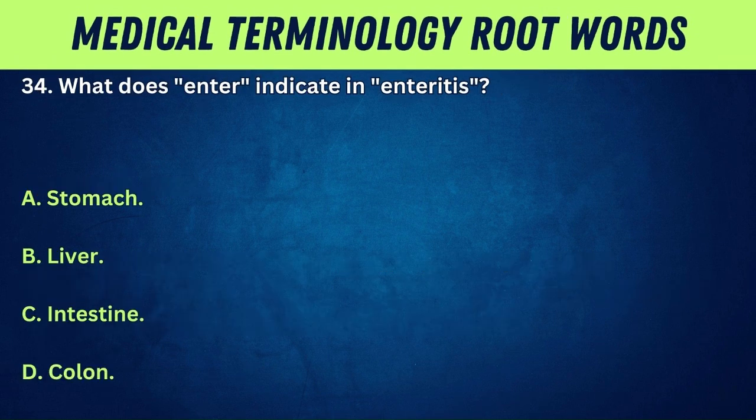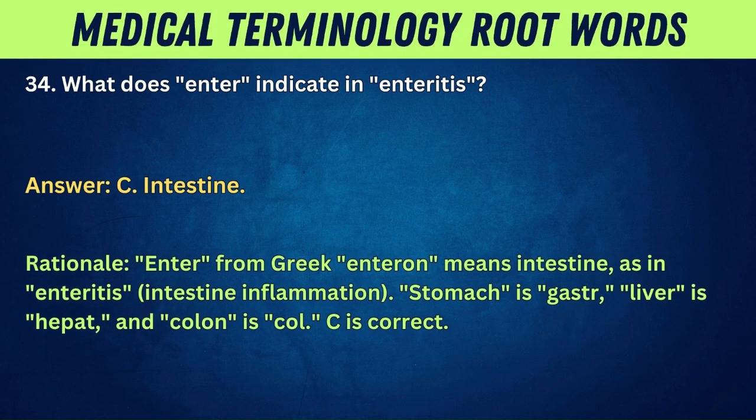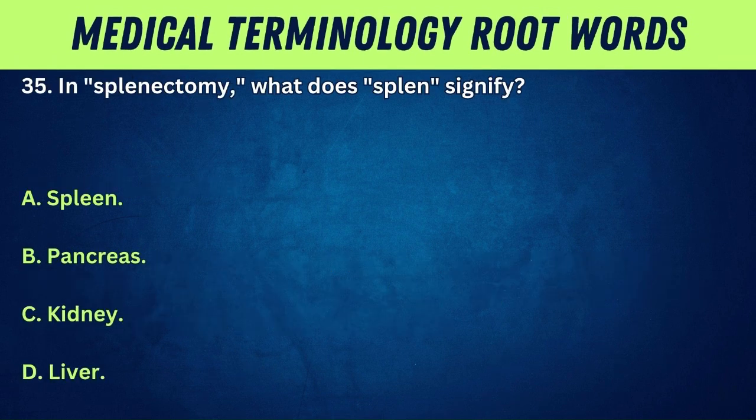34. What does enter indicate in enteritis? A. Stomach. B. Liver. C. Intestine. D. Colon. Answer: C. Intestine. Rationale: enter from Greek enteron means intestine, as in enteritis, intestine inflammation. Stomach is gaster, liver is hepat, and colon is kolon. C is correct.